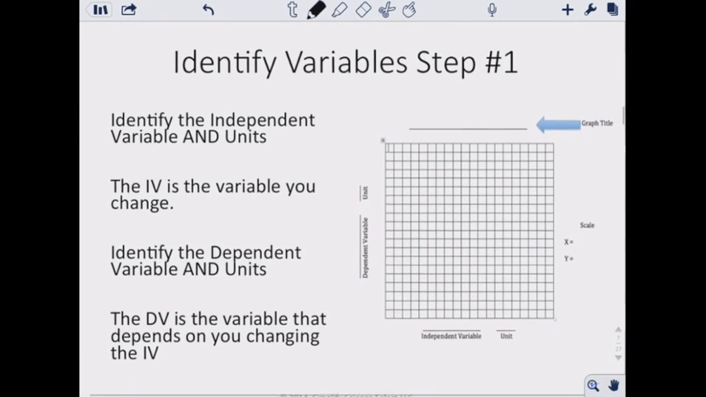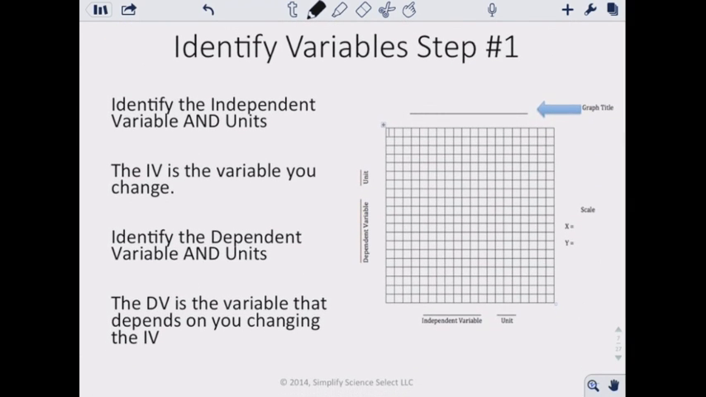Now, making a graph. Graphs are very helpful and useful information. So the steps: first, we have to identify the variables. That's step one. We identify the independent variable and the units.